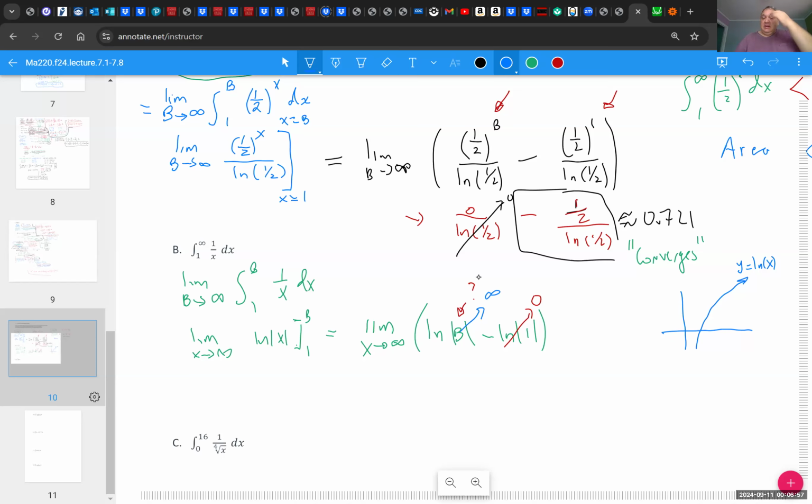So we get infinity minus 0, but honestly, it could be infinity minus anything else. And this we say does not equal a number. So what do we call that? We call that divergence.